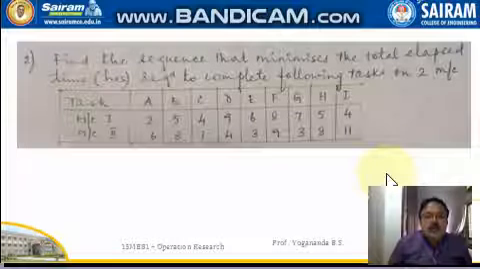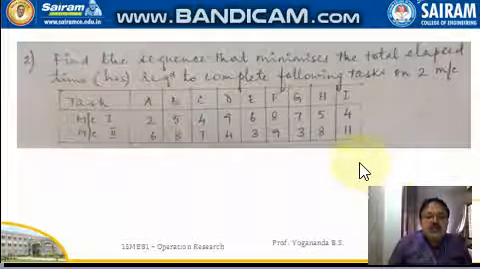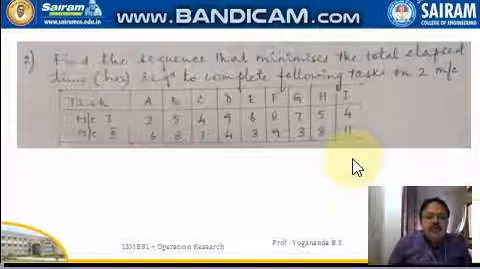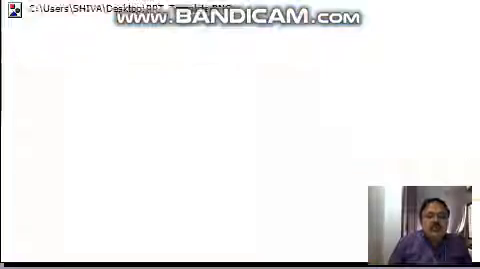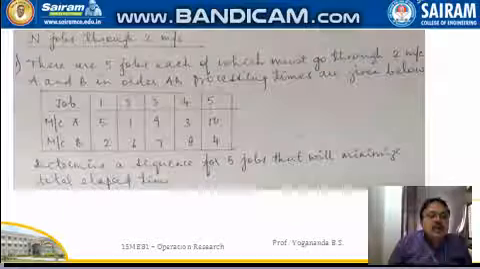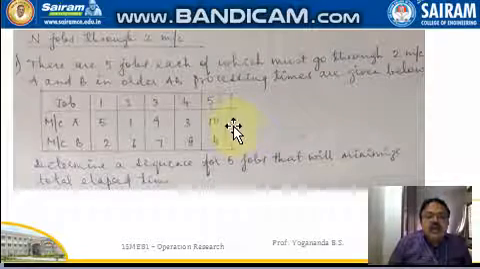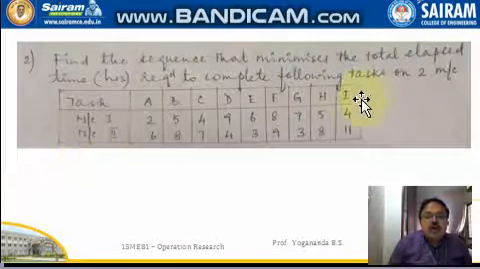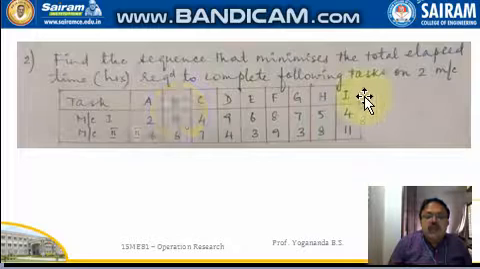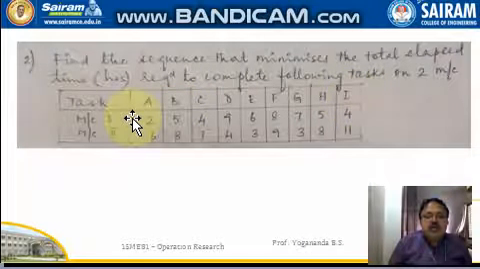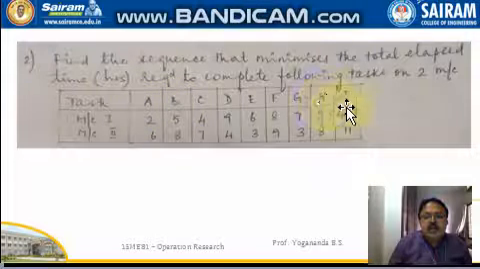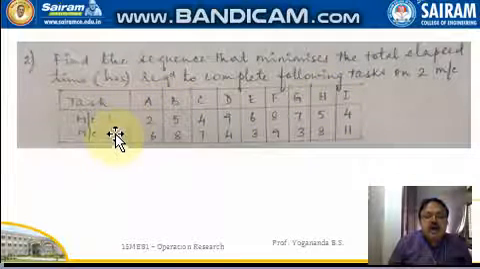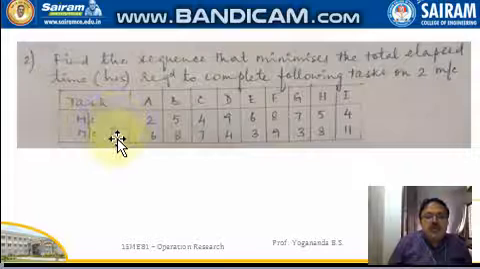Good morning, friends. We are having a sequencing problem. Earlier we have taken the problem on here. It is n jobs through two machines. So this problem is also n jobs from A to I. There are more than two jobs here, A to I, but the machines on which these jobs are performed are only two.